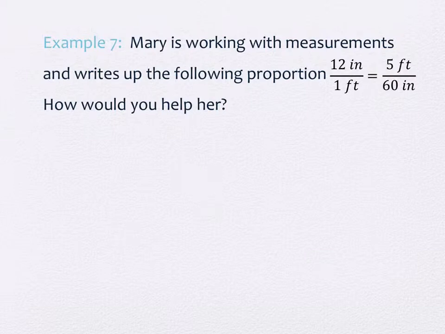Okay, there we go. Mary is working with measurements and writes up the following proportion. 12 inches to 1 foot, equals 5 feet to 60 inches. How would you help her? Okay. Did she do anything right? She did do something right.